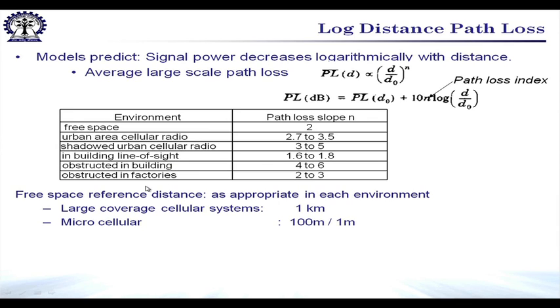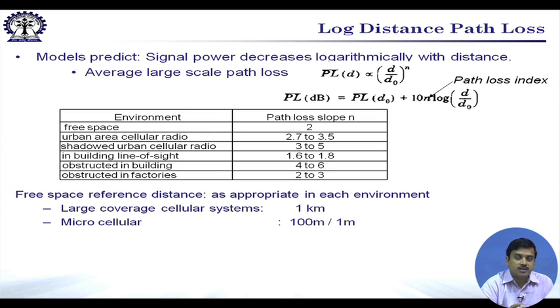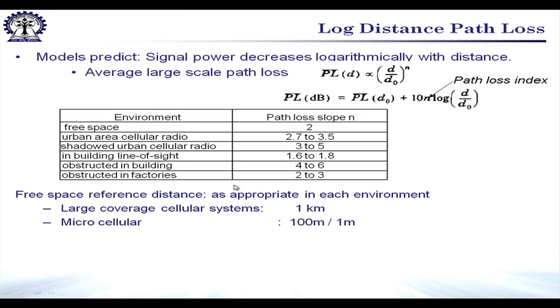Obstructed building means inside a building, but with obstruction, for example separation walls, partitions, racks, almirahs, and many other things, as typically happens inside a building. Your path loss exponent could go between 4 and 6, and in factories it could range between 2 and 3. And the free space reference distance, as was mentioned earlier, in a large coverage area could be 1 kilometer, and in a small coverage area it could be 100 meters to 1 meter. This would also depend upon the wavelength of operation as well as the size of the antenna.